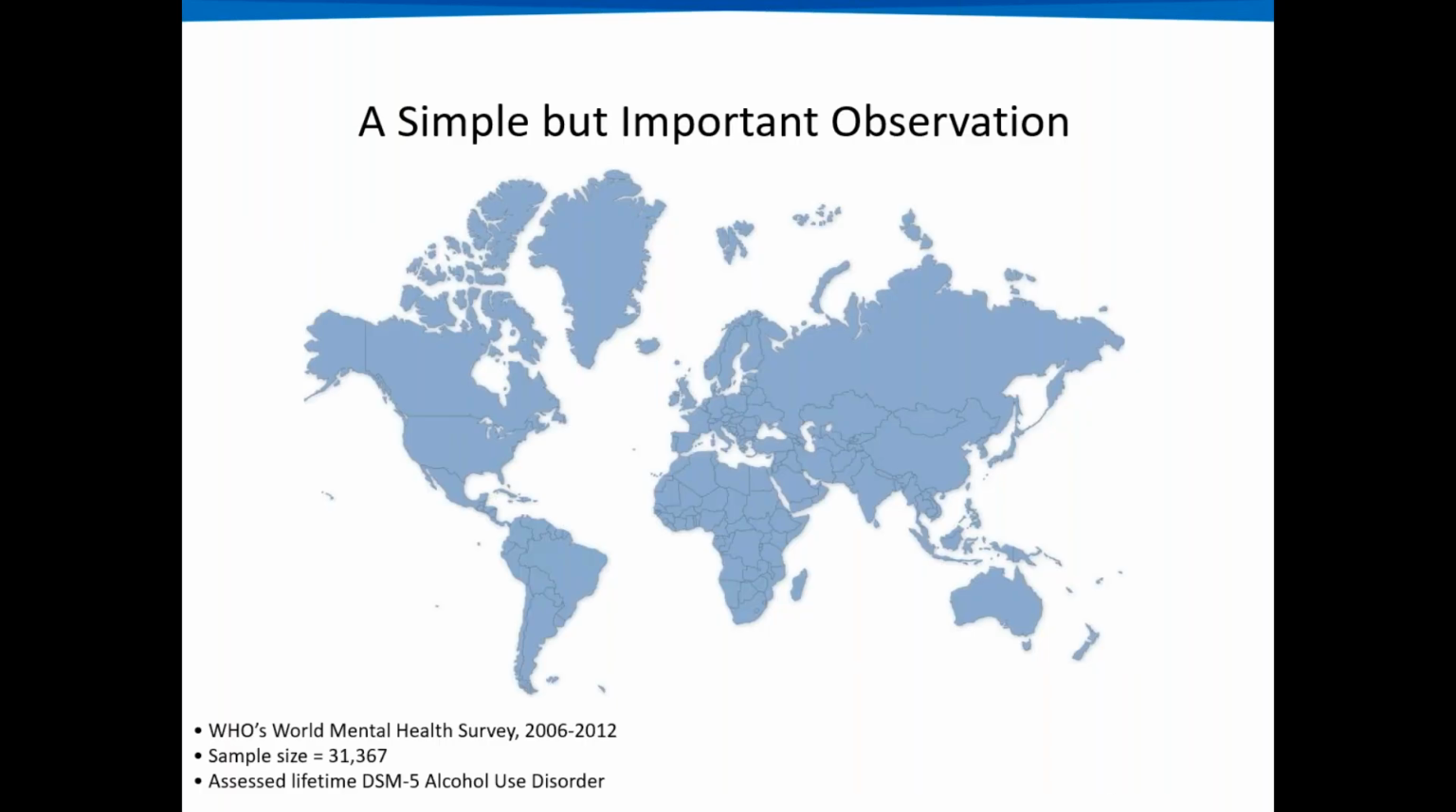Now I'm going to move from spiders to surveys. I'm going to talk about one of the world's largest mental health epidemiological surveys, from the World Health Organization's World Mental Health Survey, and that was in the field from 2006 to 2012. The sample size for the results I'll show you is over 31,000 people from many different countries. And the participants answered questions about their lifetime experience of alcohol use disorder as defined by the DSM-5, among other conditions.